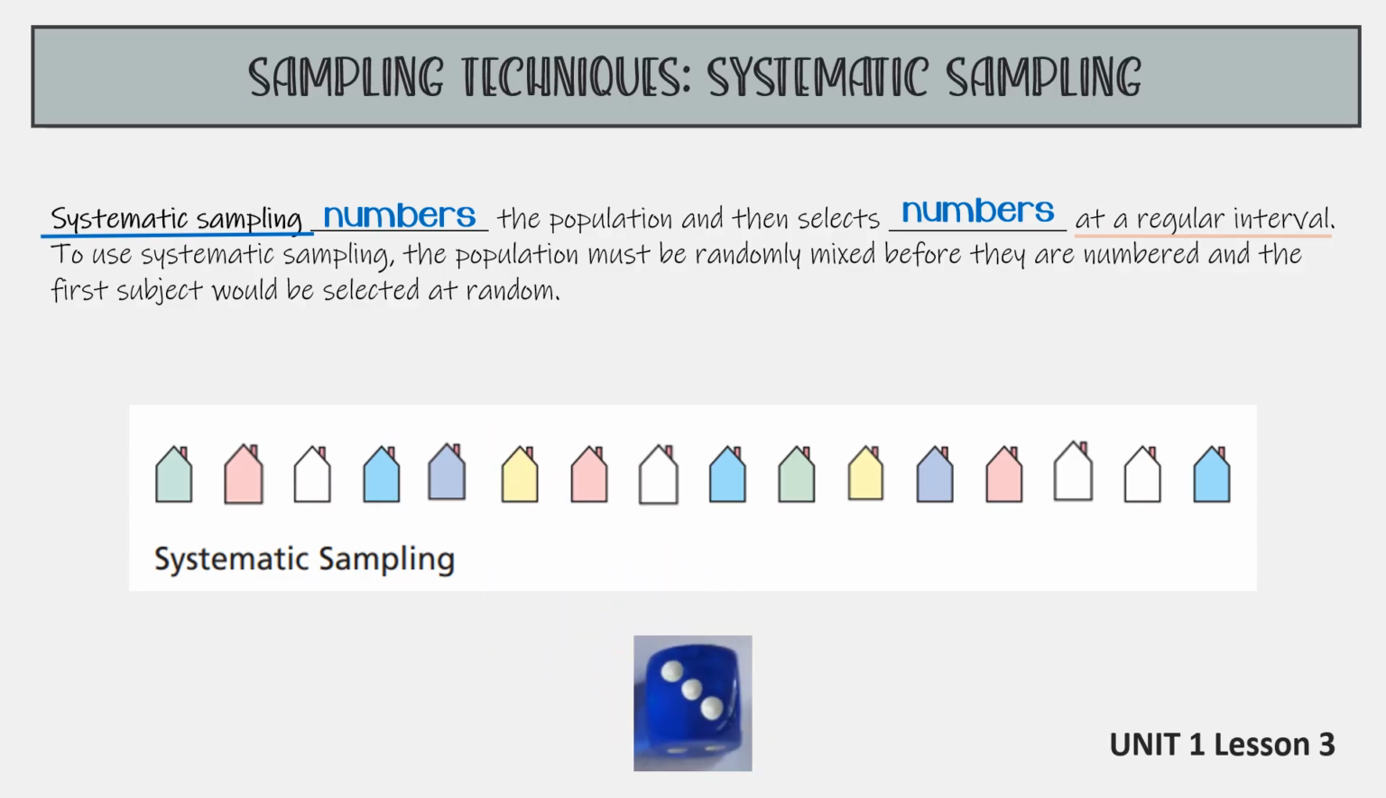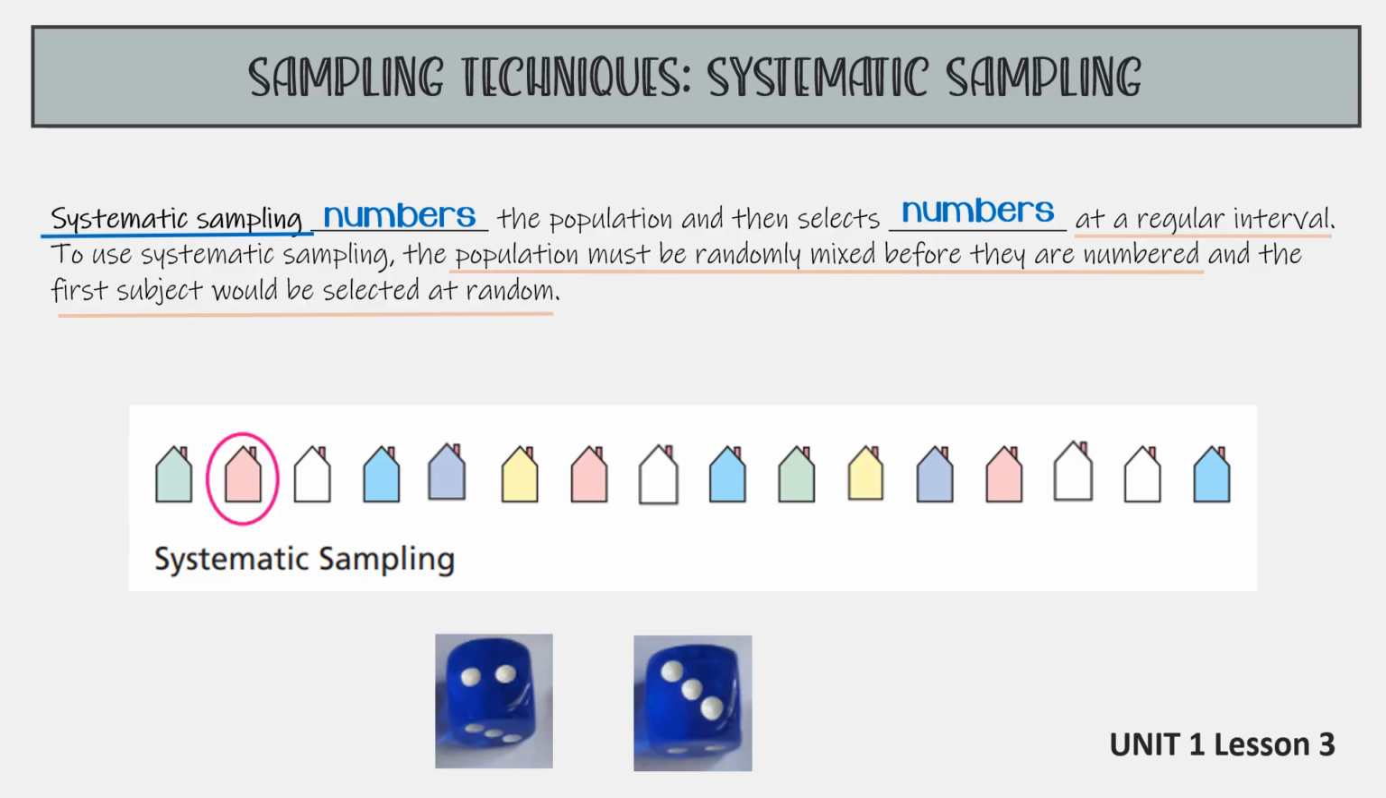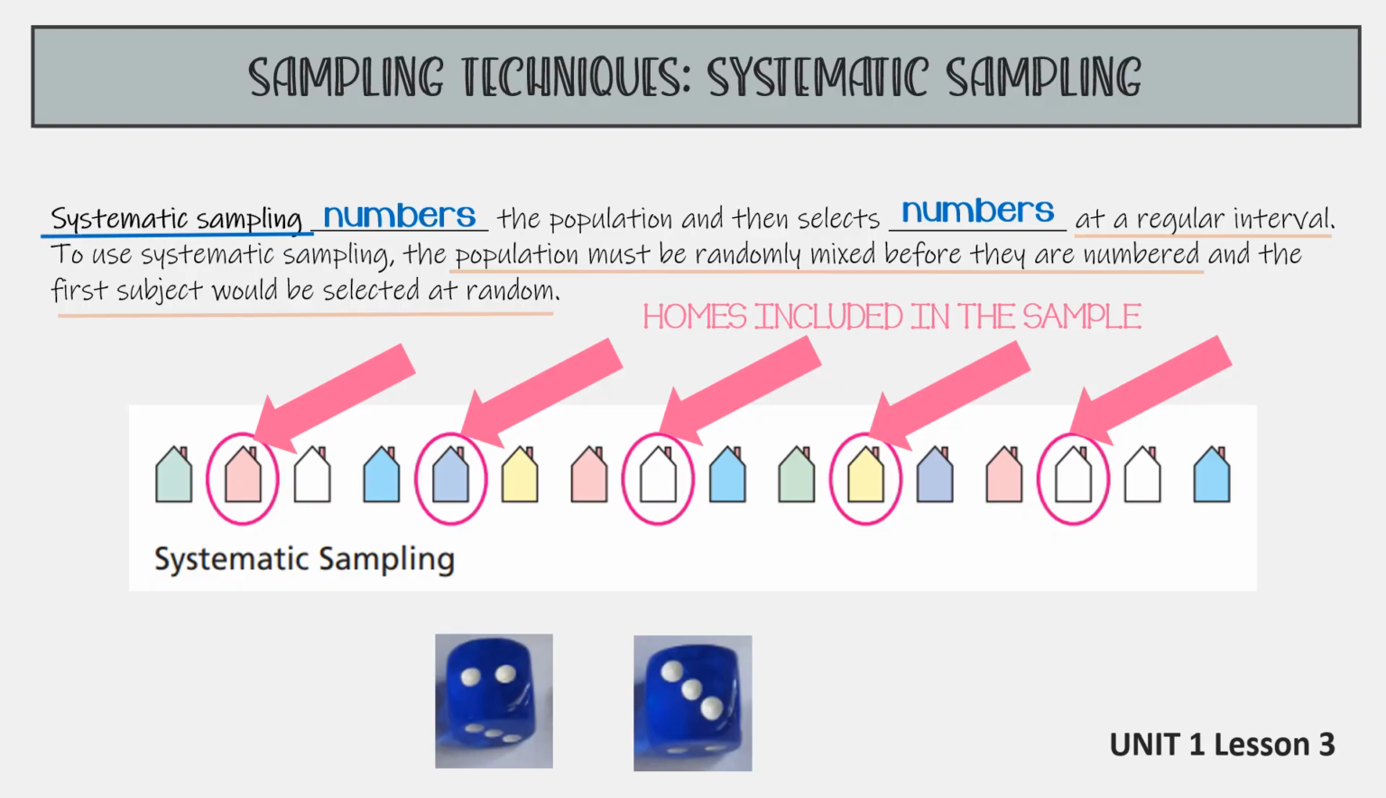To use systematic sampling, the population must be randomly mixed before they're numbered, and the first subject would be selected at random. So let's roll the die again, and we're starting with number 2. So that is the first house that we would be interviewing, and then every third. So 3 more, 3 more, and those would be the homes included in the sample.